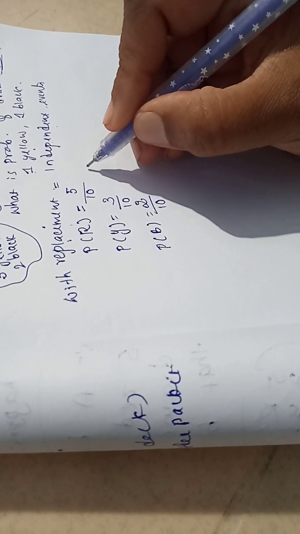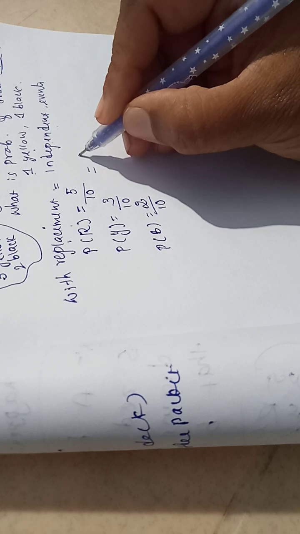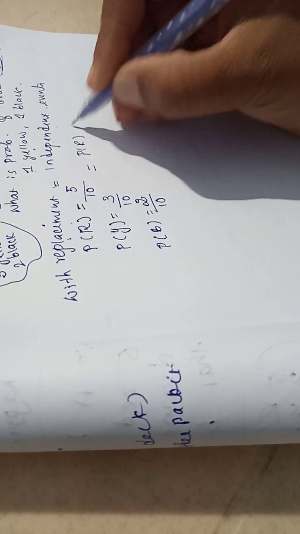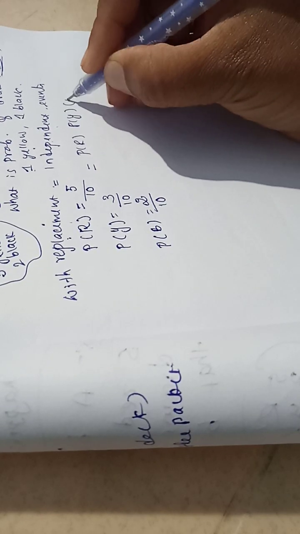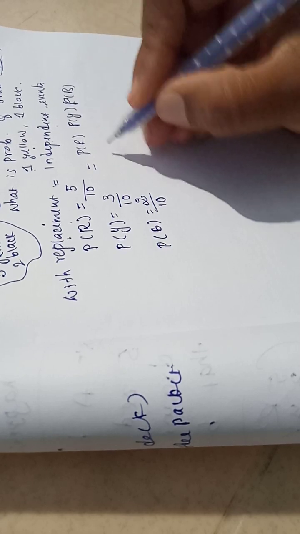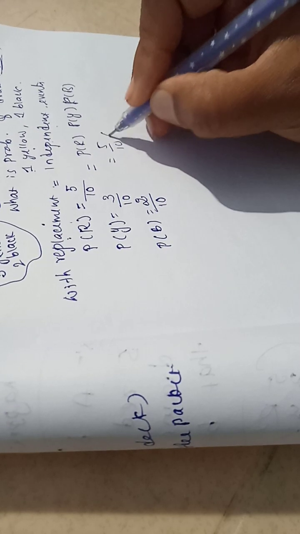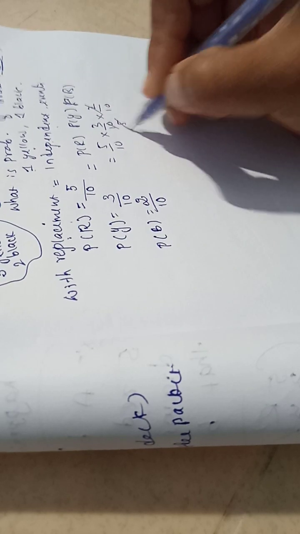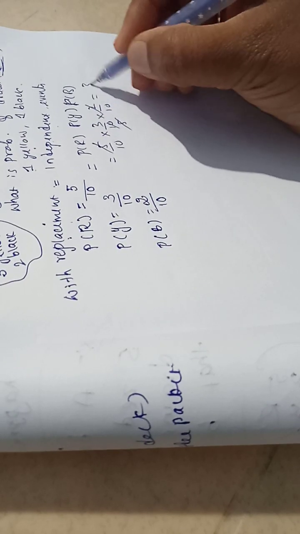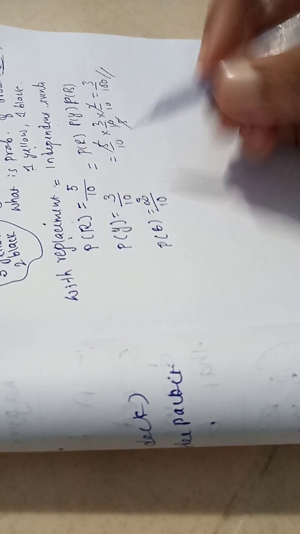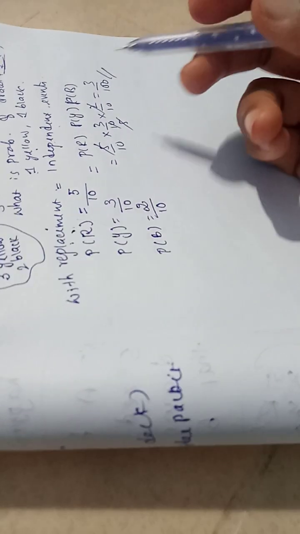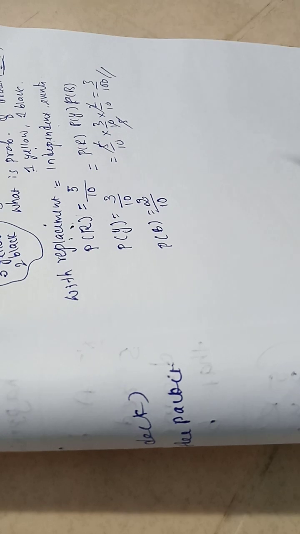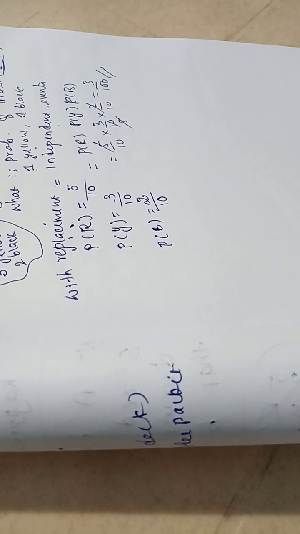So how will we write P? P of R into P of Y into P of B. 5 by 10 into 3 by 10 into 2 by 10. 2 5s are 10, so the answer is 3 by 100. Right? Here we are replacing. We are taking out the ball, and again we are placing that ball in the same bag.